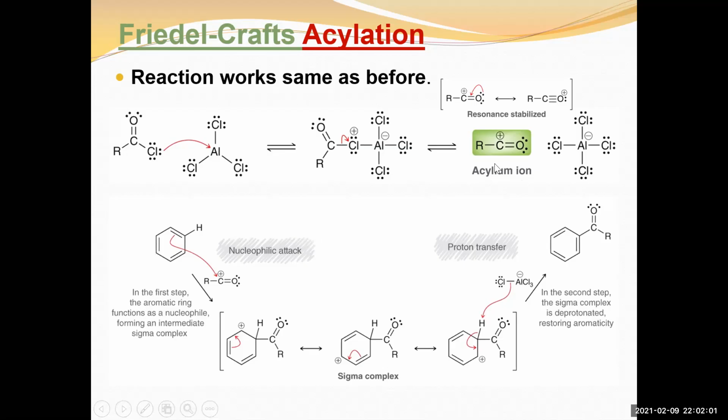So once we have the acylium ion, right, the pi bond comes after that positive charge, nucleophilic attack, and then we have the sigma complex, just like we had before.